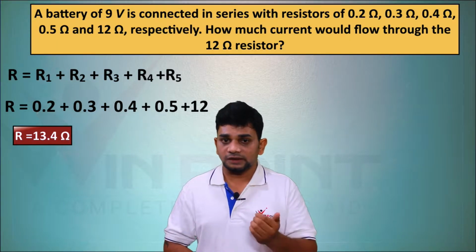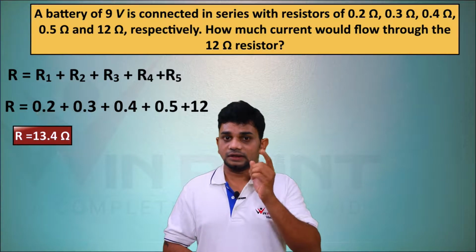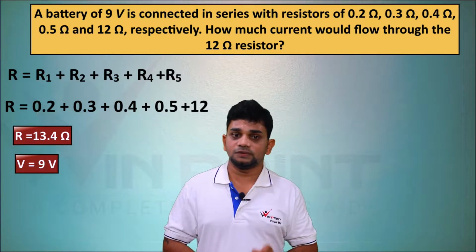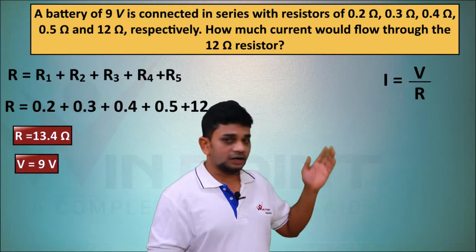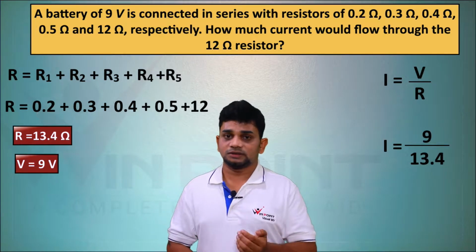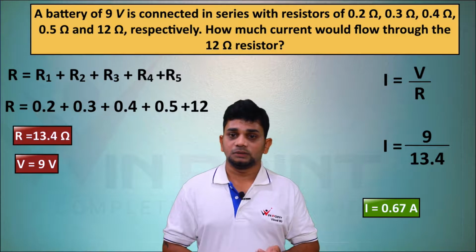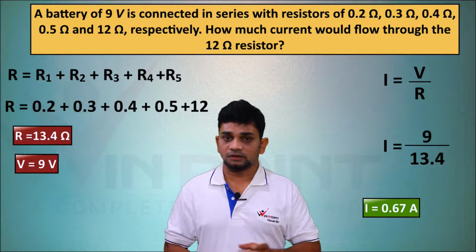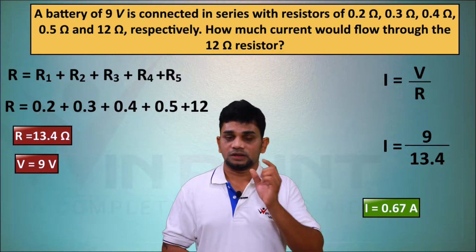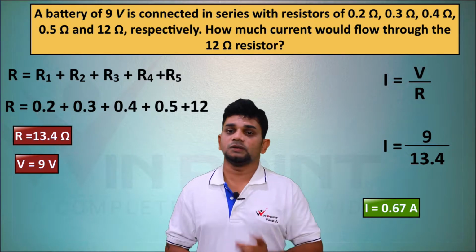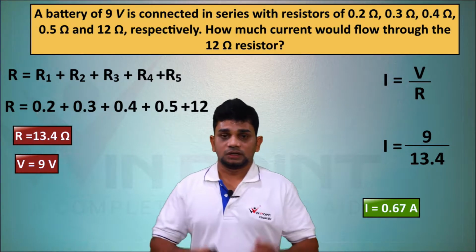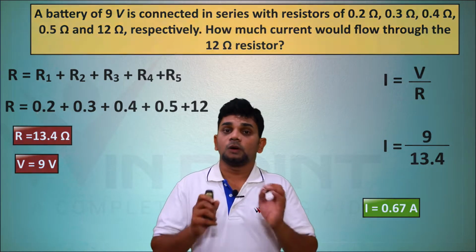Now we need to find the current. For that they have given the value of voltage. The voltage V is equal to 9 volt. The current I will be equal to V by R. Just substitution. I is equal to 9 by 13.4. It will be 0.67 ampere. Since it is a series connection, the current through the 12 ohm resistor will be 0.67 ampere. The current will be the same for all the resistors.